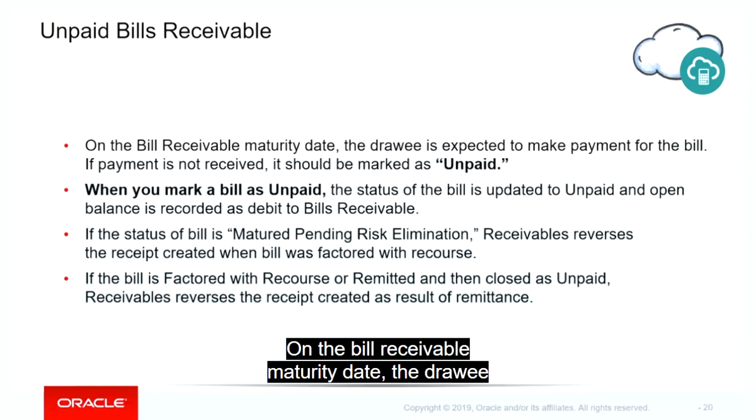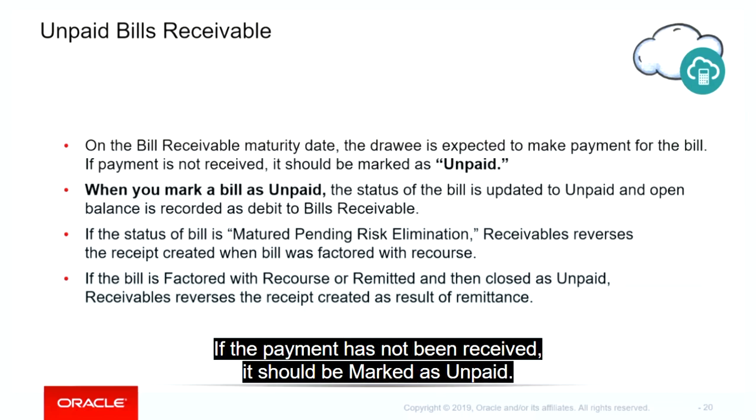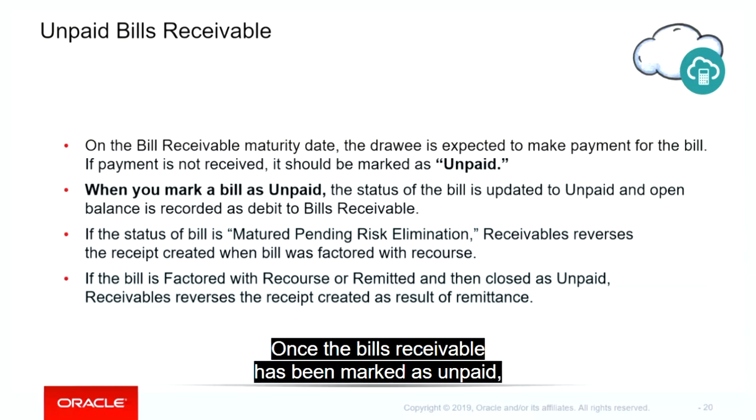On the bills receivable maturity date, the drawee is expected to make a payment against the bill. If the payment has not been received, it should be marked as unpaid. Once the bills receivable has been marked as unpaid, the status of the bill is updated to unpaid and open balance is recorded as a debit to bills receivable.